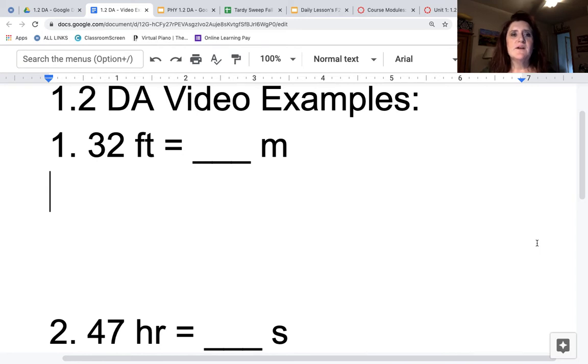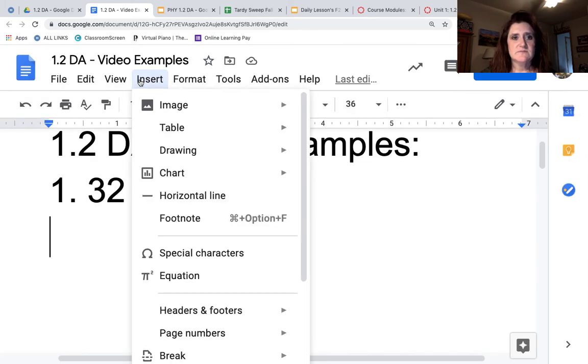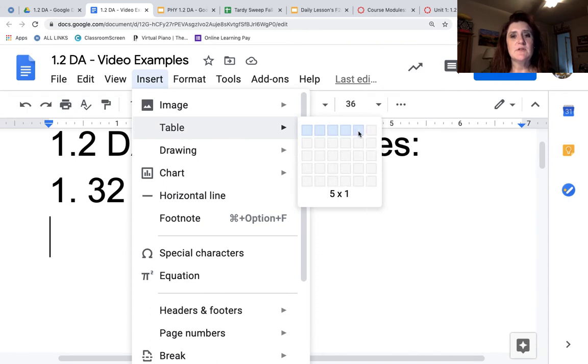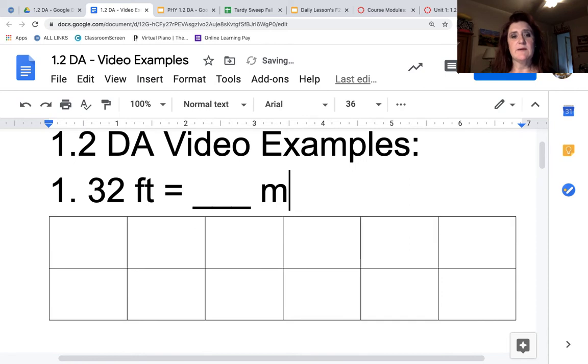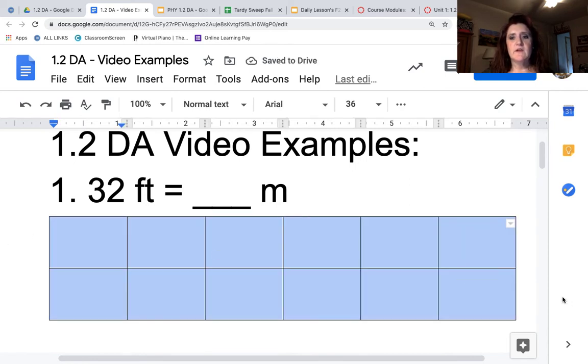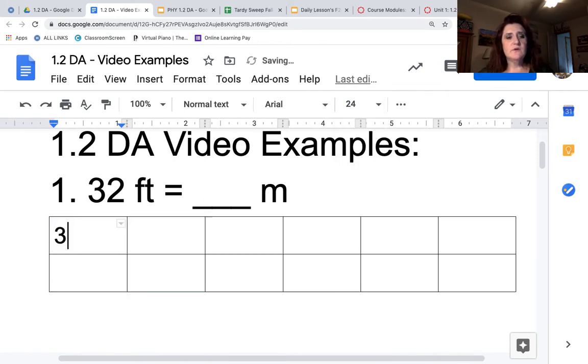Okay, let's walk through several examples together. What I need to do here is insert a chart. Insert a table. And I always start with a 6x2 table. And you start with 32 feet.